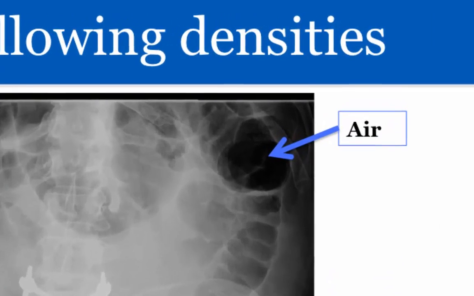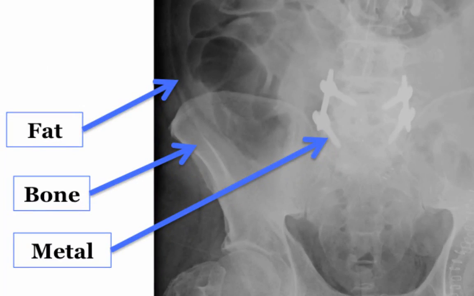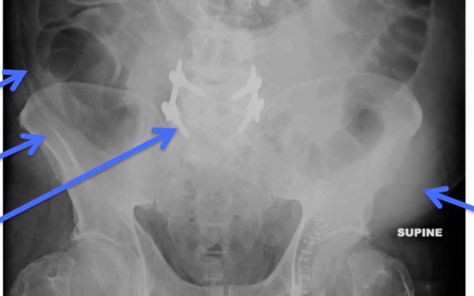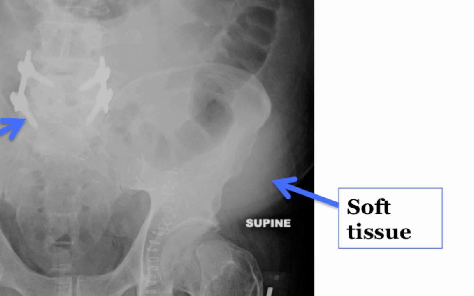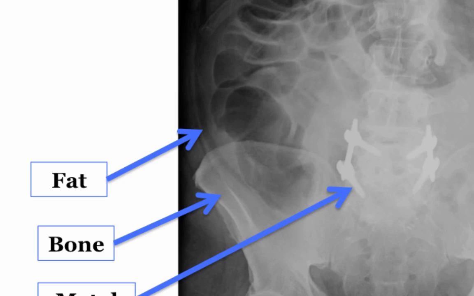This darkest stuff in the left upper quadrant is going to be air. The brightest stuff here is going to be metal. Bones can be the next brightest density. That's going to be white, but not as bright as the metal. Soft tissue, which is anything from the subcutaneous fat to the organs to fluid that's contained in the body, will all have a relatively white appearance. And fat will be somewhere in between the densities of soft tissue and air. So you can see that it's relatively dark, but certainly not as dark as air. So that little strip over there is going to be fat.